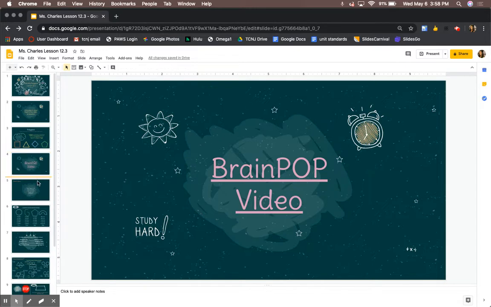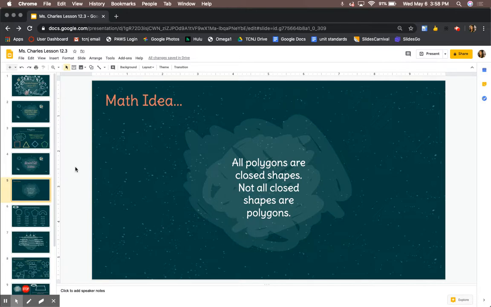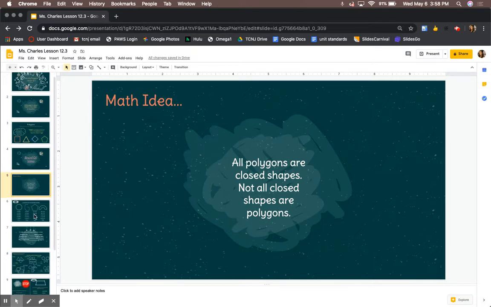So now, something to remember throughout this lesson is a math idea. All polygons are closed shapes. Not all closed shapes are polygons. So now we are going to be moving into this.